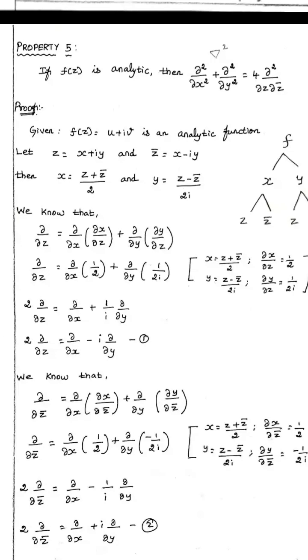What is that one? Del square. Del square is nothing but what? Dou square by dou x square plus dou square by dou y square, that is equal to what? 4 into dou square by dou z bar. That one you have to memorize only. There is no other go. Before proving all the coming properties, you have to prove this property, then only you have to proceed.